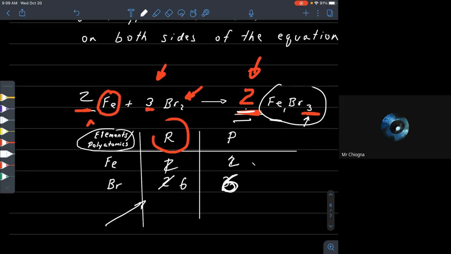These numbers should be equal. These should be equal. Are they? Yes. Check. These should be equal. Are they? Good. Check. You're done. Balanced. You don't have to write this. I'm writing it for your sake.